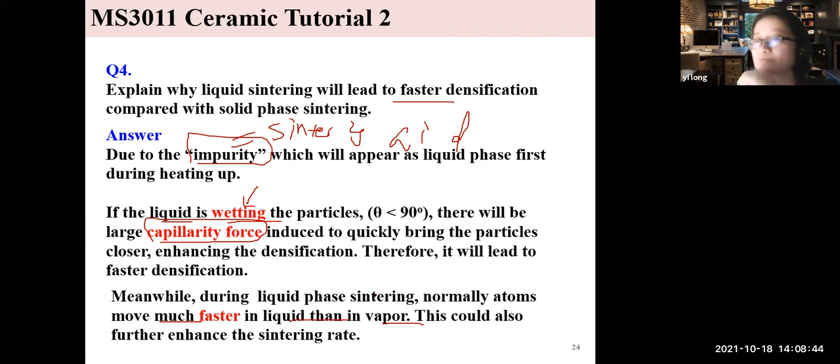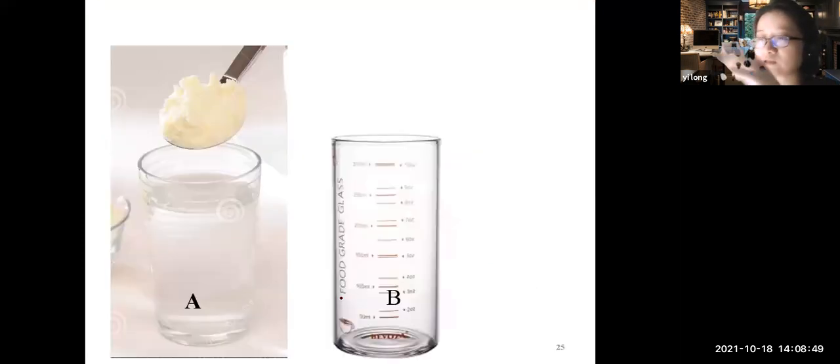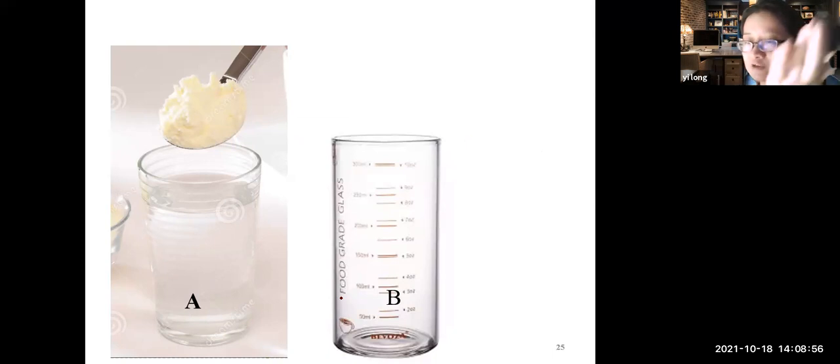So what does this mean? For example, I always give students this graph so they will understand it very easily. For example, this is milk powder. In glass A it is full of water and B is just air. If I want my milk powder atoms, when I pour in, to move from position 1 to position 2, which one is going to occur faster, A or B? Can you type?